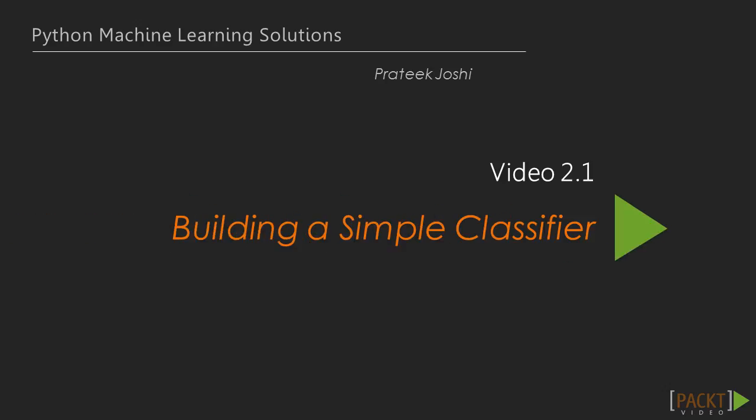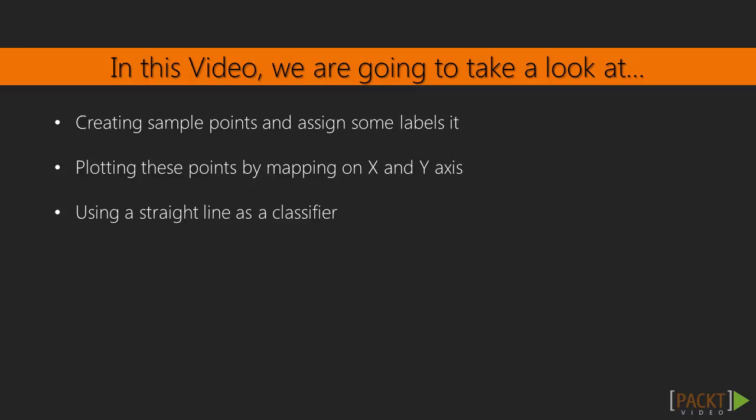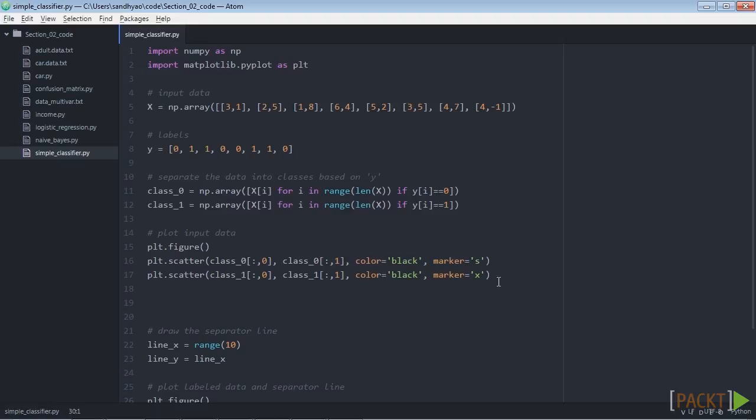Now we move on to the first video of this section that deals with building a simple classifier. In this video we will build a linear classifier that can classify unknown data. We shall first plot different types of points randomly and then classify them using our classifier. Let's see how to build a simple classifier using some training data.